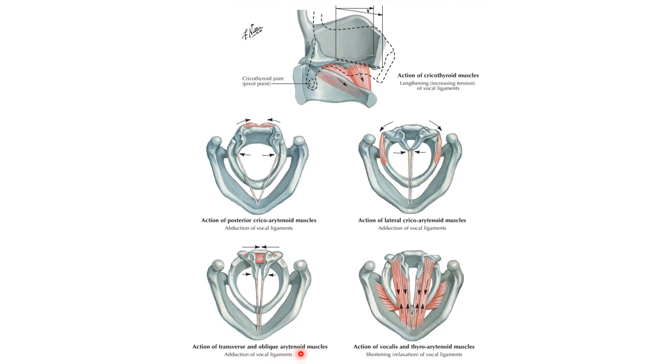Next, the action of the transverse and the oblique arytenoid muscles, which will also lead to adduction of the vocal ligaments as the arytenoids move or glide on top of the cricoid to move closer to each other. Next, you have the action of the vocalis and the thyroarytenoid muscles, which will shorten or relax the vocal ligaments as it is pulled towards the midline of the vocal ligament length.